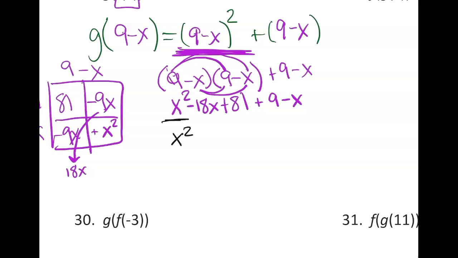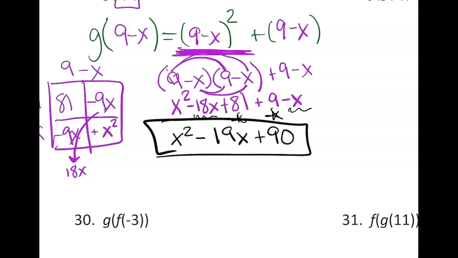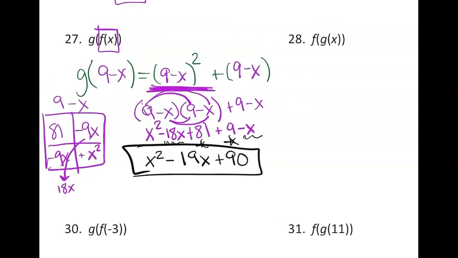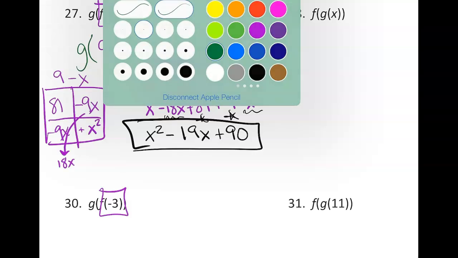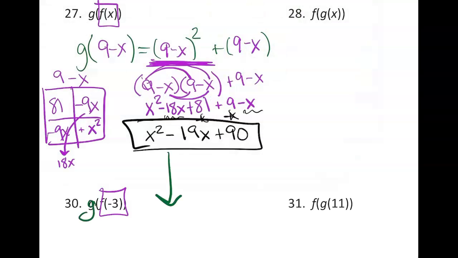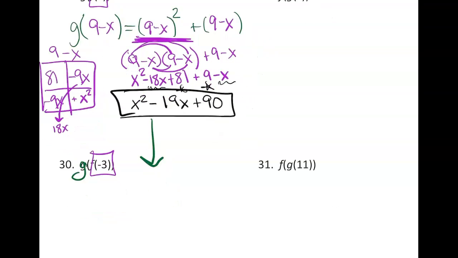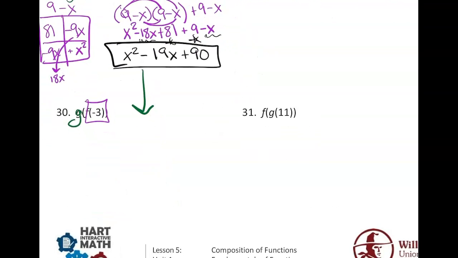X squared is by itself. 18x and regular x make negative 19x. And then 81 plus 9 makes 90. Done. That's my answer. Okay? Gruesome, really difficult, really hard. Again, you'll notice that this is a purple box with a green outside. You can use this formula if you want to answer that question, or you can do the two-step process. Your choice.